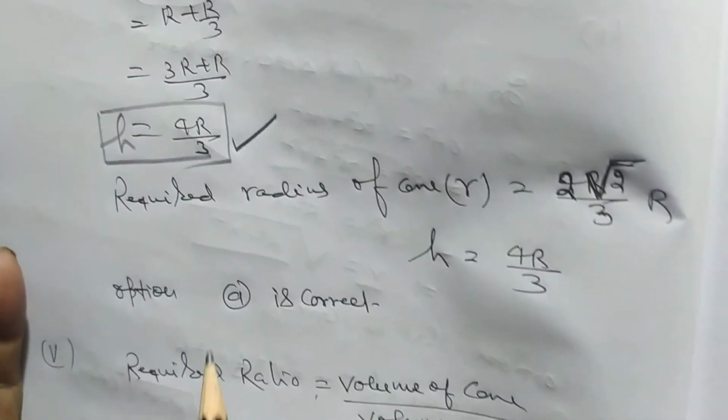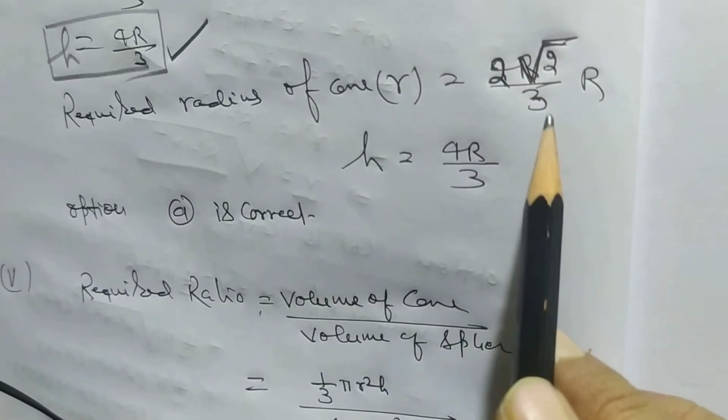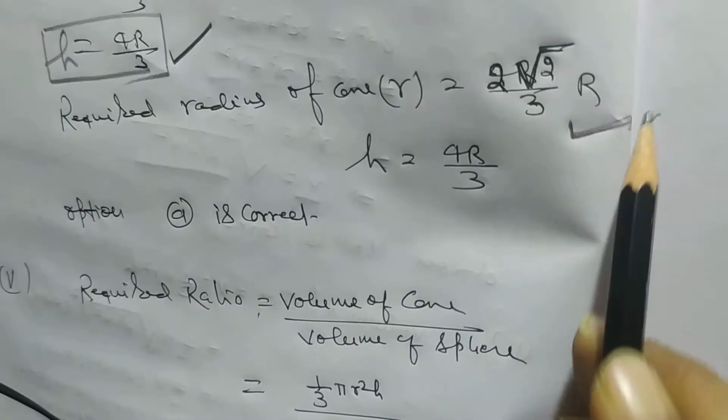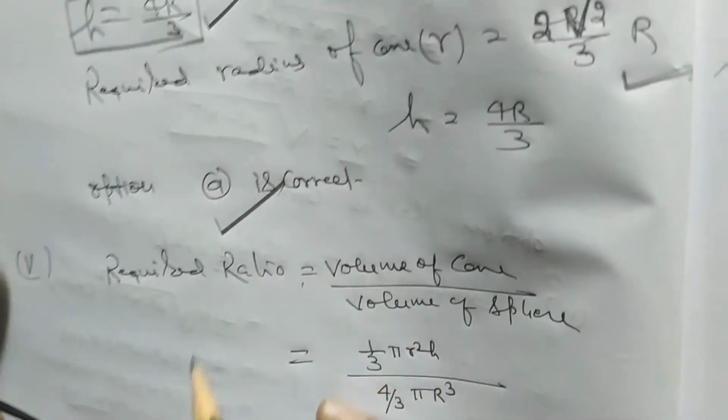So it is very, very important. The radius of the cone is equal to 2 root 2 by 3 r, and h is equal to 4r by 3. So A is the correct option.